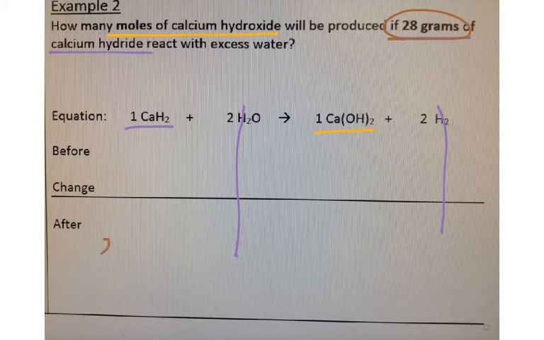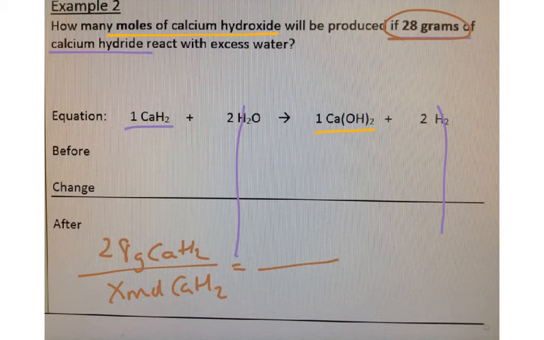So the first thing I need to do is convert my 28 grams of calcium hydride into moles. So I've got my 28 grams on top, and I need to figure out how many moles of calcium hydride that is. So I'm going to equal it proportionally to the molar mass. So grams has to go on top of calcium hydride, and if I add up the molar mass, I get 42.1 grams, and that is proportional to 1 mole of calcium hydride.